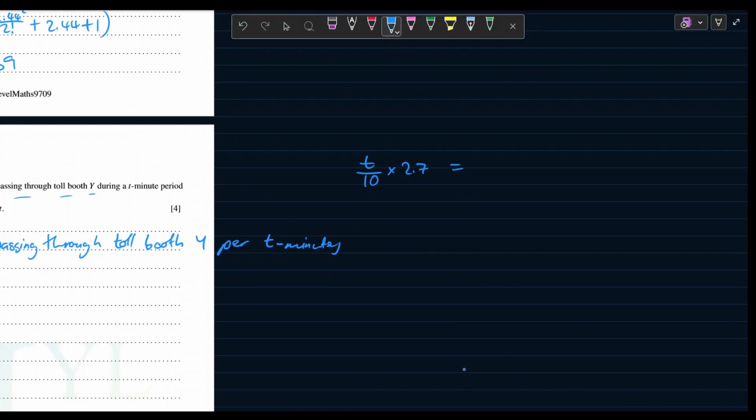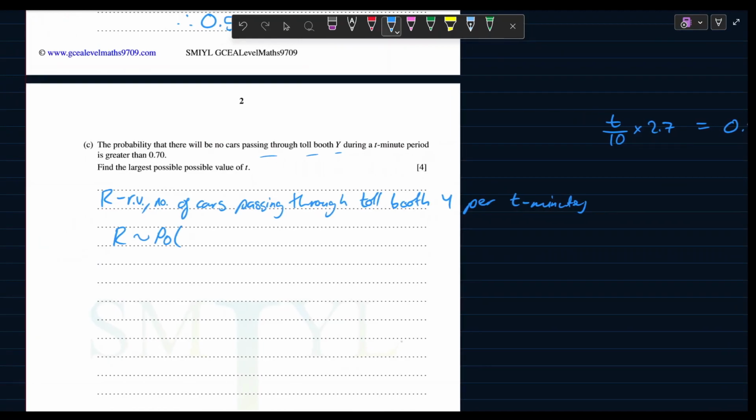So this would simplify to 2.7 over 10, so we get 0.27t. This is our lambda. Okay, so R follows a Poisson distribution with lambda 0.27t.